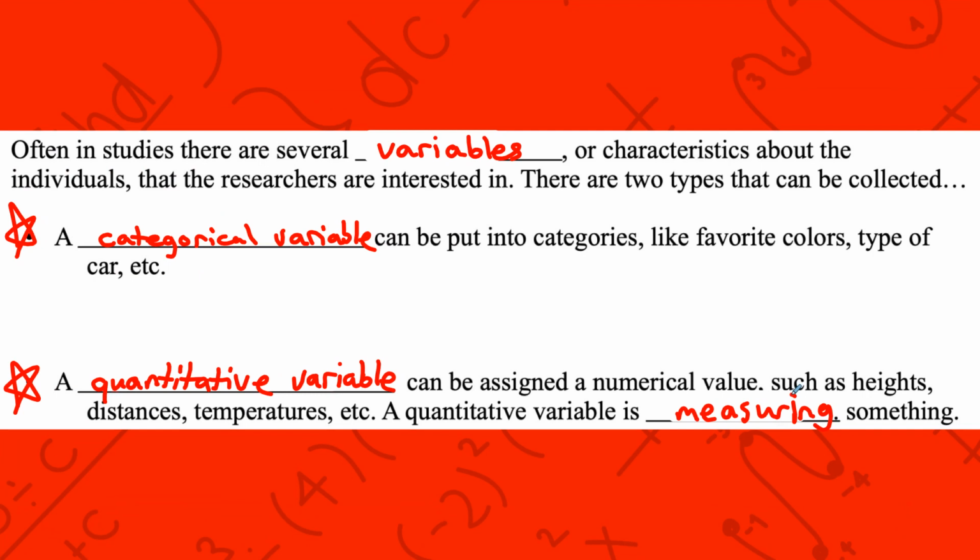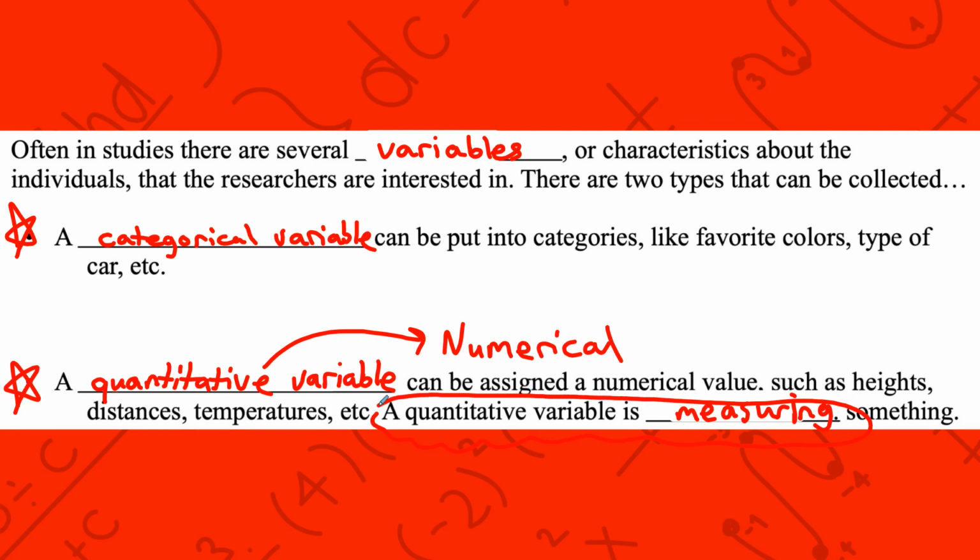So another word for quantitative is just numerical. And sometimes you'll hear me say numerical variable. Sometimes you'll hear me say quantitative. So they mean the exact same thing. The big piece I would look at here is this one. It's something that's getting measured. It's measuring something.